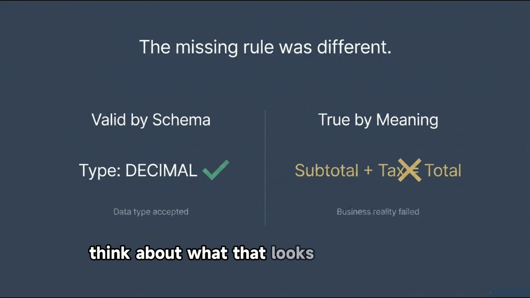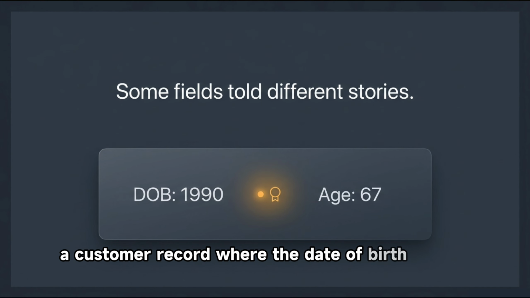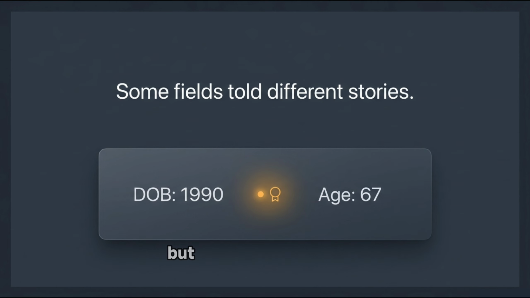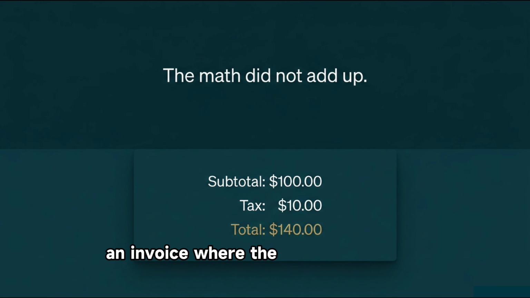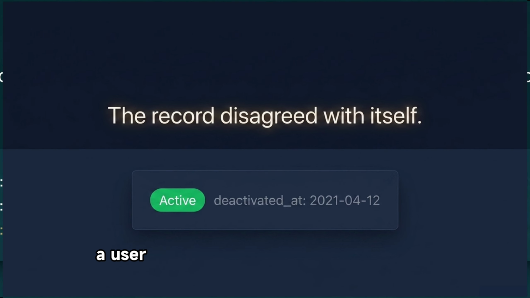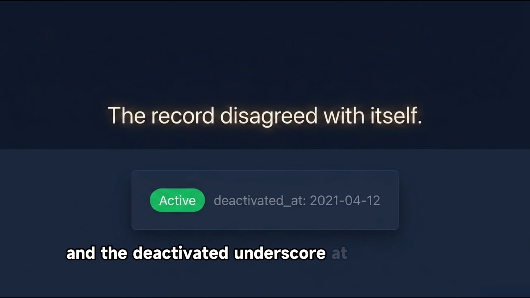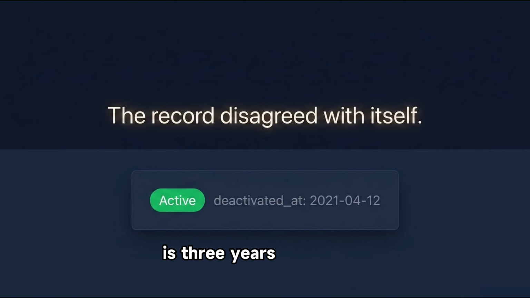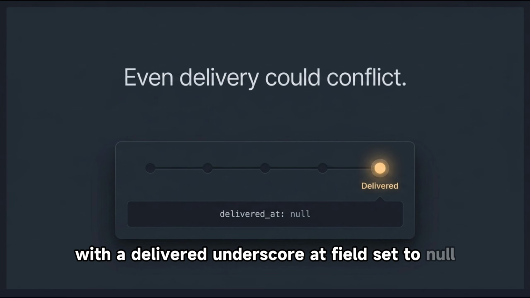Think about what that looks like in practice. A customer record where the date of birth is 1990, but the stored age is 67. An invoice where the subtotal plus tax does not equal the total. A user account where the status is active and the deactivated_at timestamp is 3 years in the past. A shipment marked as delivered with a delivered_at field set to null.